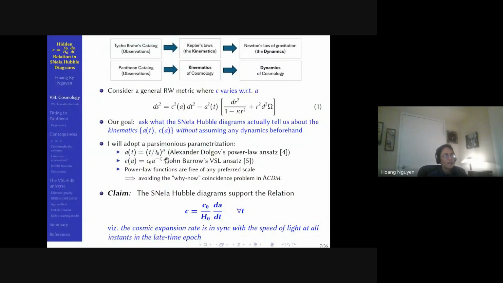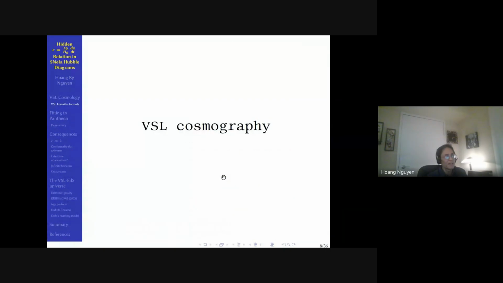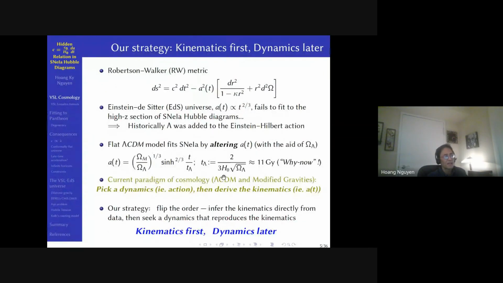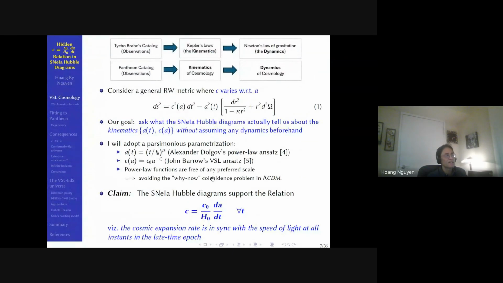The power law functions are advantageous because they are free of any preferred scale, right? Because T0 is not a scale. T0 here is just a number, just a coefficient outside. It's different than the previous one. For this case, this T lambda cannot be put up. This T lambda is a real preferred scale. Okay? And so in this case, the power law are free of any preferred scale. And that means that this kinematics would be free of the why now problem in lambda CDM.